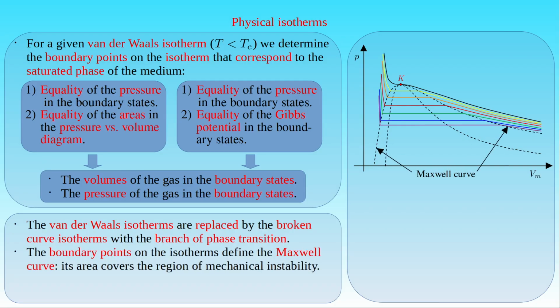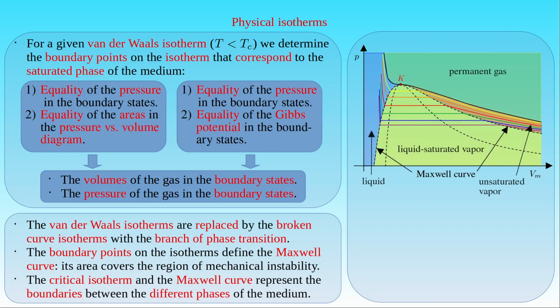We already mentioned that the curve of the boundary points encloses the boundary curve of the mechanically unstable region of the isotherms, and the two curves only meet in the critical point K of the medium. The critical isotherm and the Maxwell curve represent the boundaries between the different phases of the medium, that is, the different states of matter in the pressure versus volume diagram. The critical isotherm separates the green region representing the state of permanent gas from all the other states.